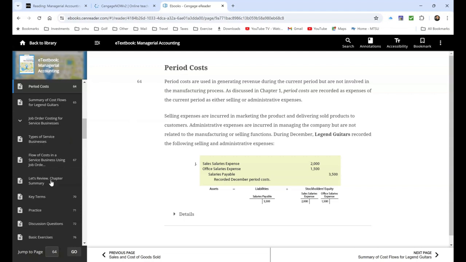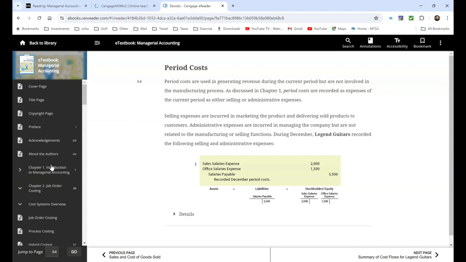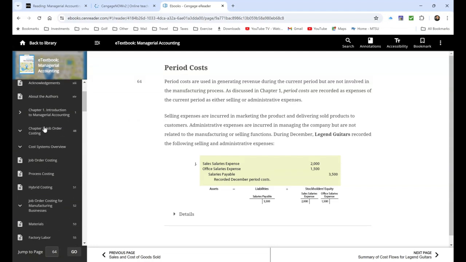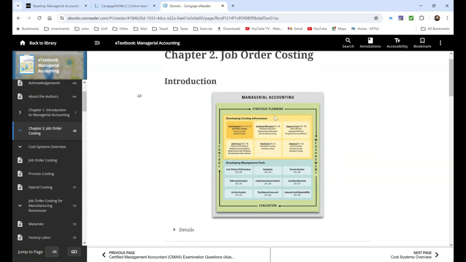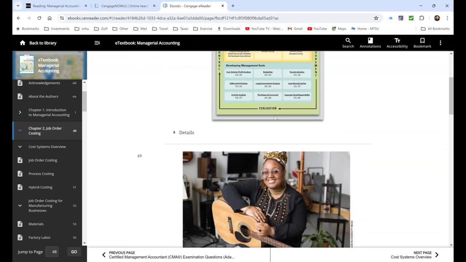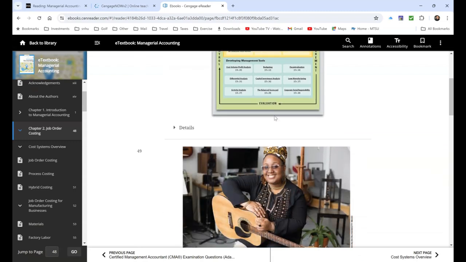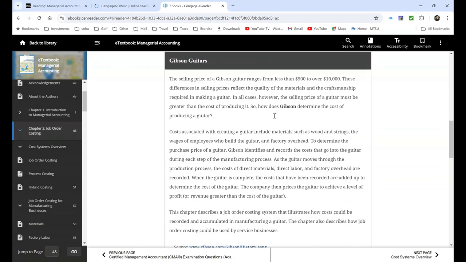So we're going to be looking at chapter two, and we're going to be talking about job order costing. The next chapter is chapter three, where we're going to be talking about process costing.